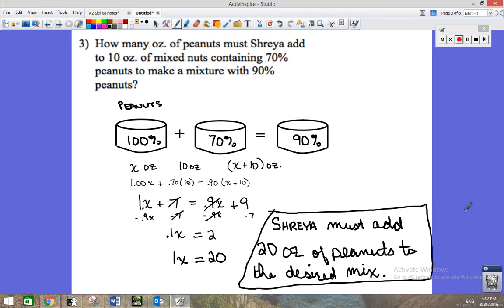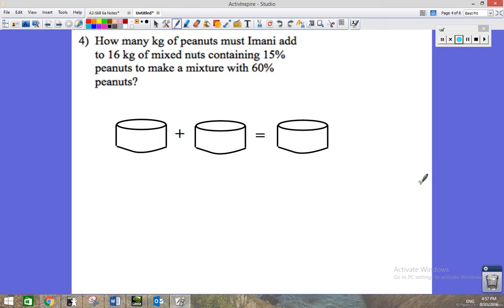Alright. So we know that this is 20 ounces, we know this is 30 ounces, and 20 plus 30 is 50 ounces in our final mix. Alright, so how many kilograms of peanuts? So again, we're adding pure peanuts. We don't know how many kilograms yet we're going to add. But this thing is all peanuts.